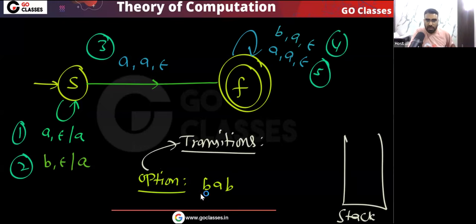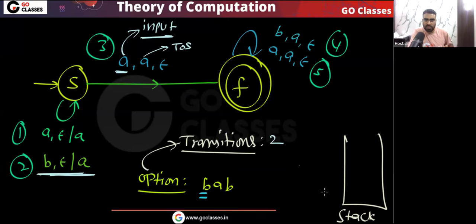So tell me first of all, for this symbol B, can you take transition 3? Very simple question I'm asking. I cannot take transition 3 because in transition 3, this should be the input, and remember, this should be the top of the stack. So I cannot take transition 3. So what is the possibility? The only possibility is transition 2. Yes or no? In transition 2, I will push A.